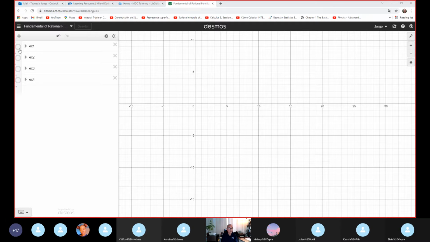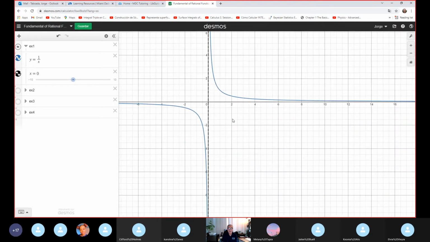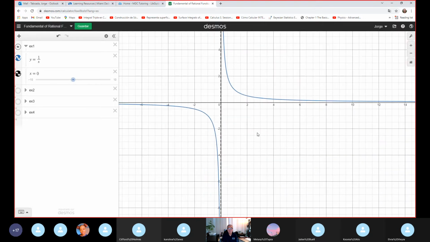Example 1 is the first example we studied on the whiteboard. It's y equals 1 over x. And when you graph it, boom, do you see this is the classical reciprocal function that we study in the library of functions. But the important thing is, look, we have here one vertical asymptote at x equals 0.